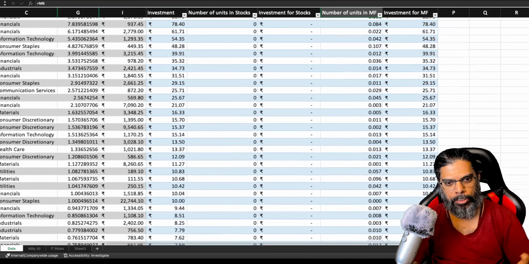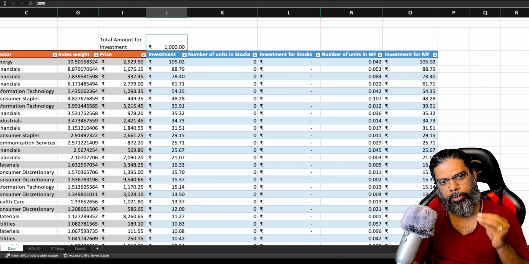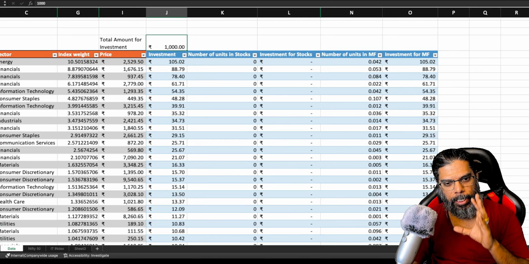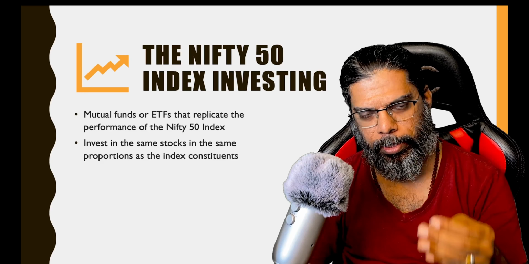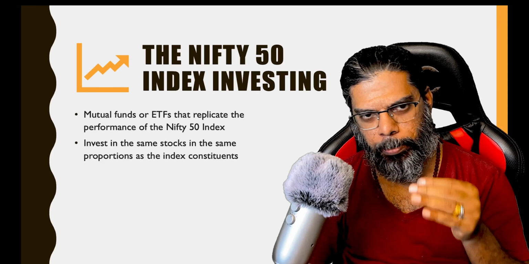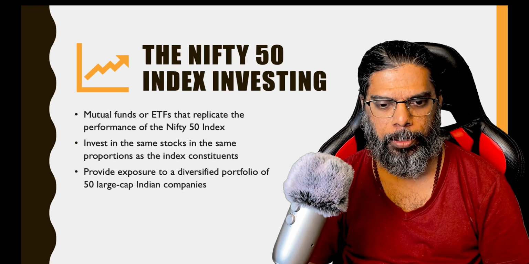That way you can start investing in smaller quantities. You can start with a minimal amount and start owning the stocks. That's how ETFs and mutual funds work. Now go back to our slide. That is what index investing means. If you are investing in an index, you are replicating or copying the index behavior. That is what this is about.